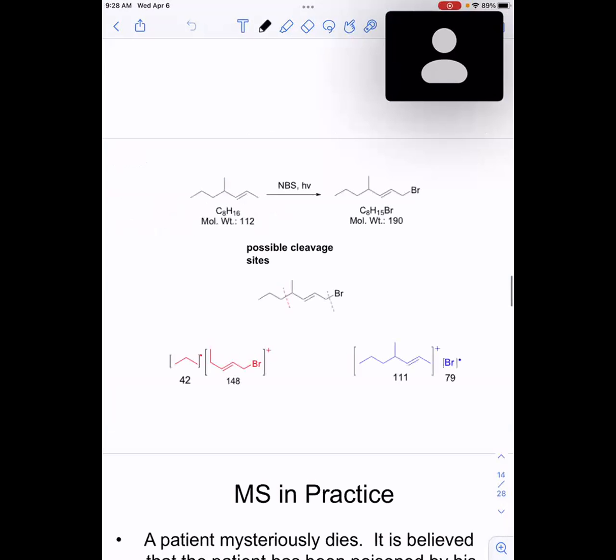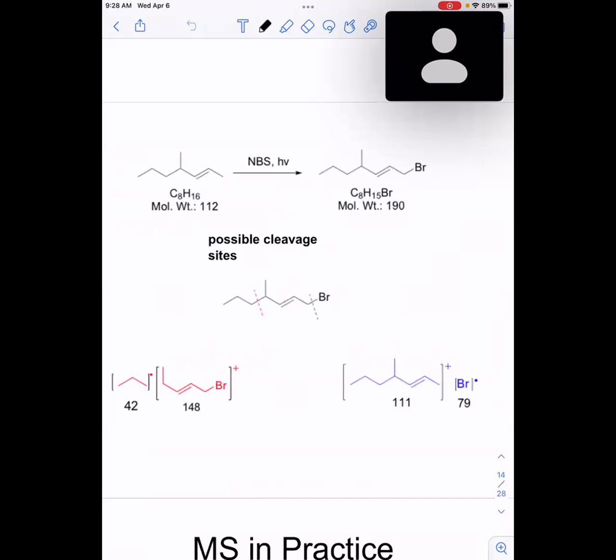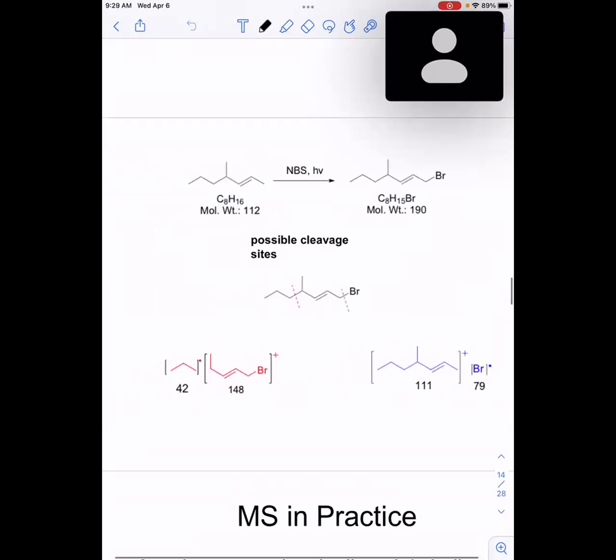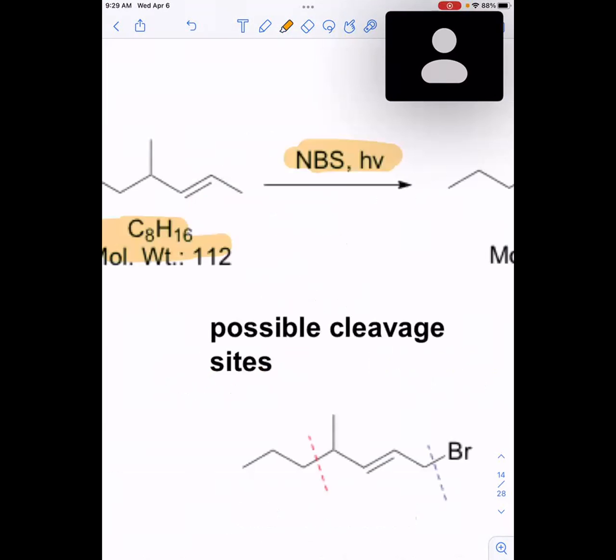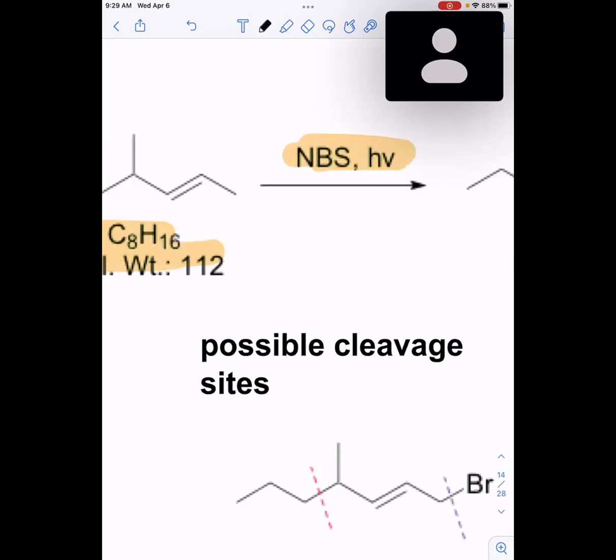So here's, and this is already broken up, but here's an example where you have a reaction that happened between this alkene and NBS and light. What kind of reaction is that? Anybody remember? Is it Markovnikov bromination? You're close. It is a type of bromination. It's an allylic bromination.